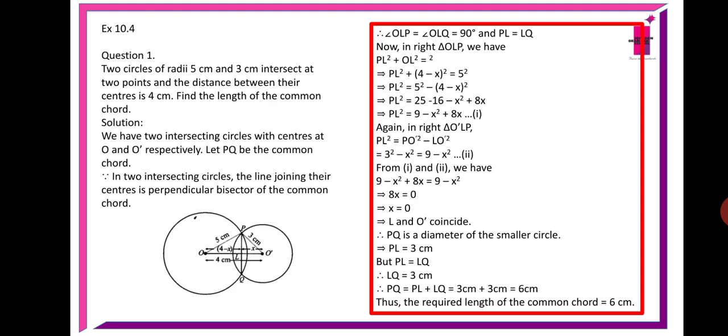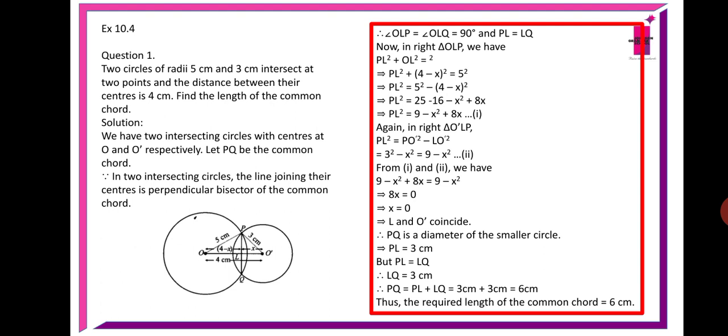Here, we have two intersecting circles with centers at O and O naught respectively. Let PQ be the common chord. Since in two intersecting circles, the line joining their centers is the perpendicular bisector of the common chord, therefore angle OLP equals angle OLQ equals 90 degrees and PL equals LQ.